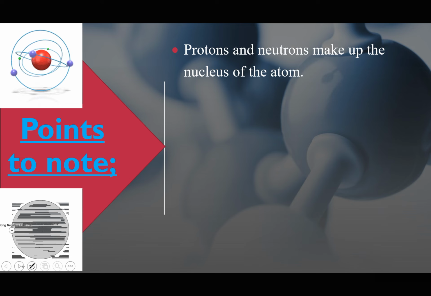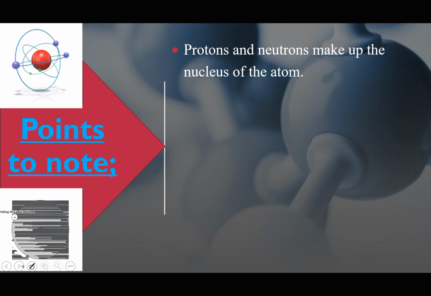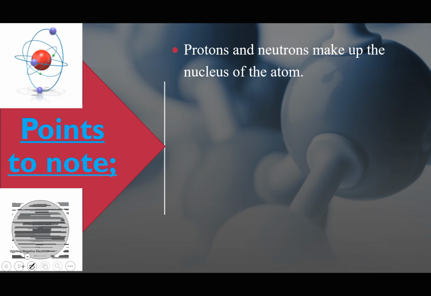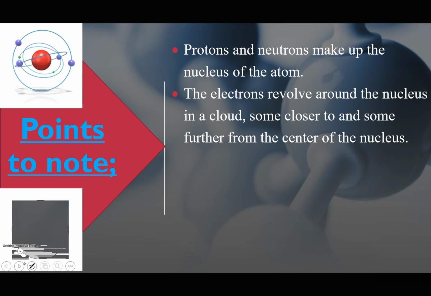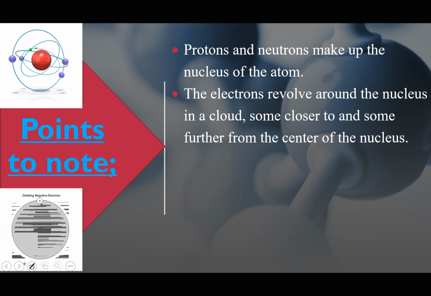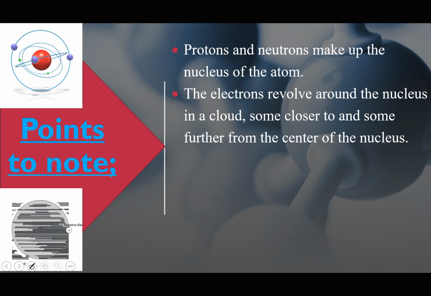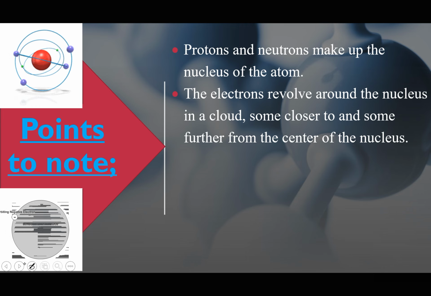A few things to note here. Protons and neutrons make up the nucleus of the atom. Number two, the electrons that we have mentioned earlier on revolve around the nucleus in a cloud. Some electrons are closer to the nucleus and some are farther from the center. They revolve around the nucleus in what Niels Bohr called allowed orbits or stationary states, which you will meet in quantum physics.